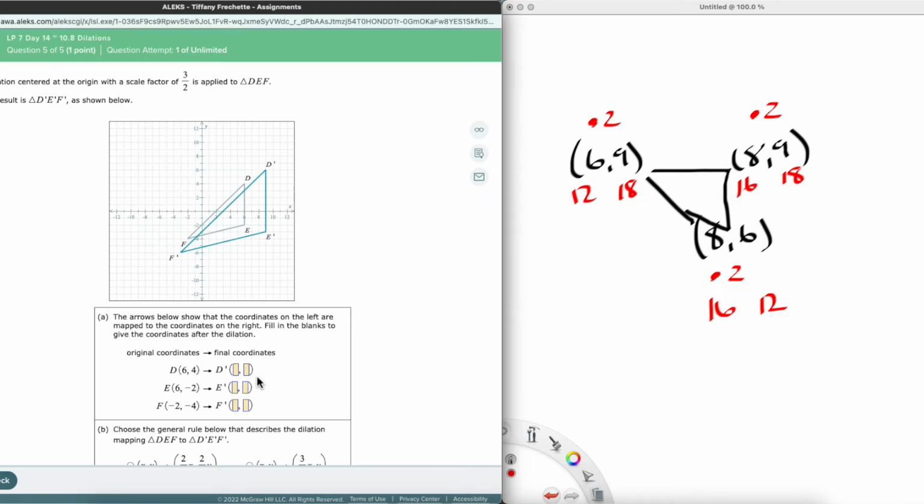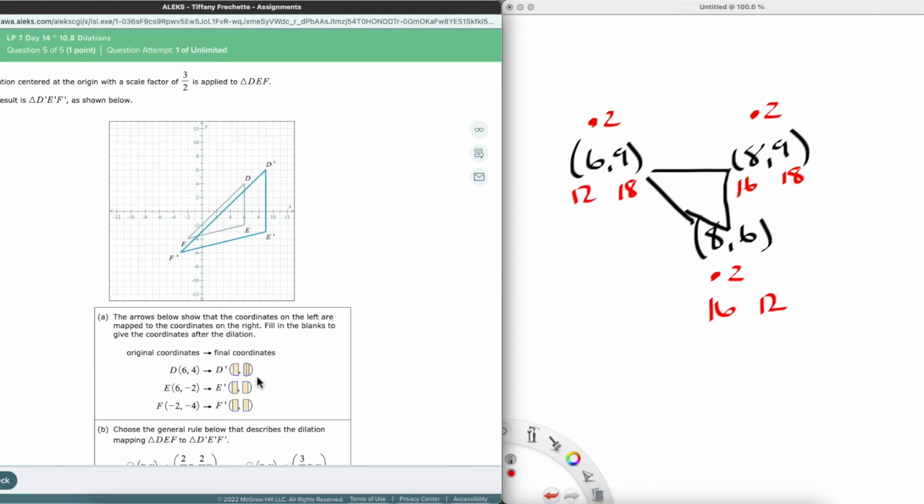So a dilation centered at the origin with a scale factor of 3 halves is applied to triangle DEF. And that's a little misleading because 3 halves, yes, it's a fraction, but it's an improper fraction. So we're actually making the triangle larger, even though it's a fraction. It's really 1.5 if we turned it into a decimal. So just pay attention to the numbers they're giving you.